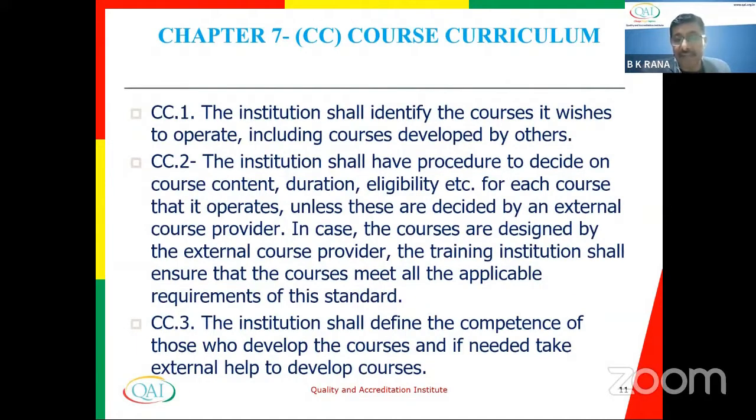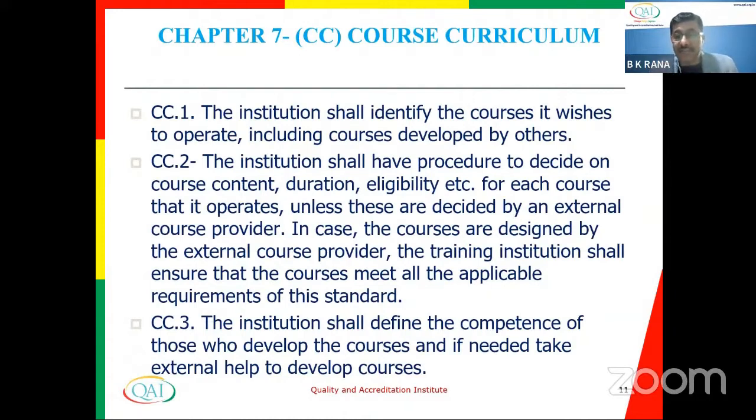For each course that it operates, unless these are decided by an external course provider. So if you have developed it, then you should have a procedure to decide what the course content should be, what the time length and duration are, and what the eligibility conditions are to attend and enroll, for all courses which you are providing, unless it is done by somebody else, for a course you have taken from an outsider, who has already defined all these things in their course.